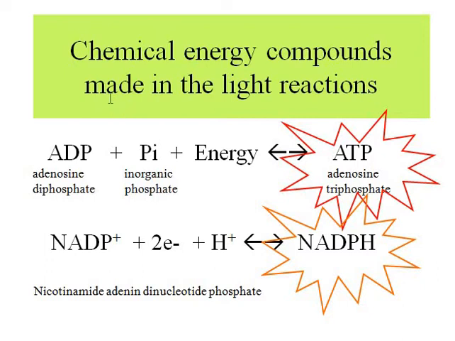In this slide you can see how light energy is producing chemical energy. Here you can see adenosine diphosphate, or ADP, and an inorganic phosphate, and after the light dependent phase they combine with each other to produce adenosine triphosphate. In the case of NADP plus, or nicotinamide adenine dinucleotide phosphate, two electrons bind with it and one proton also binds with it to produce NADPH. So this is the chemistry of how light produces those chemical energy compounds.